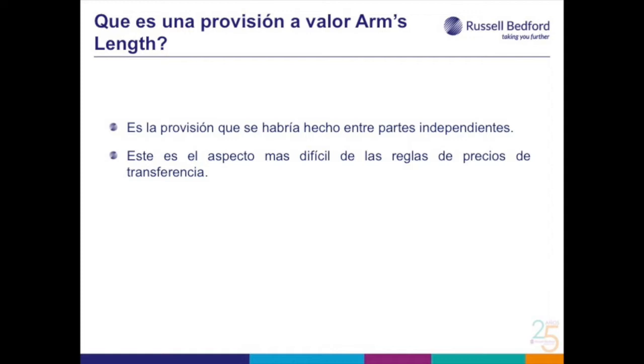Arm's length provision is the provision which will be made between independent enterprises, and not surprisingly, this is the most difficult aspect of the transfer pricing rules, because it's about establishing what that arm's length provision would be, and we are going to look at that in some detail because there are various methodologies that can be adopted when we are looking at the actual arm's length provision.